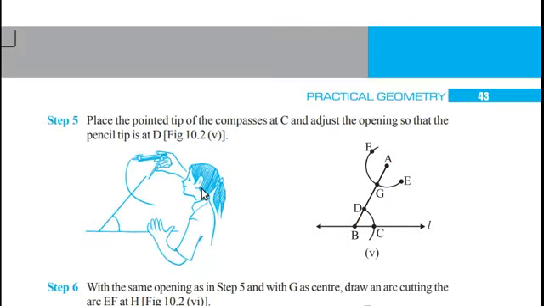Step 5. Don't keep the compass away. Have the same compass in your hand carefully. Then keep the compass at point C and the other end should touch point D. Basically, we are measuring the length of DC using the compass. You got some length here.